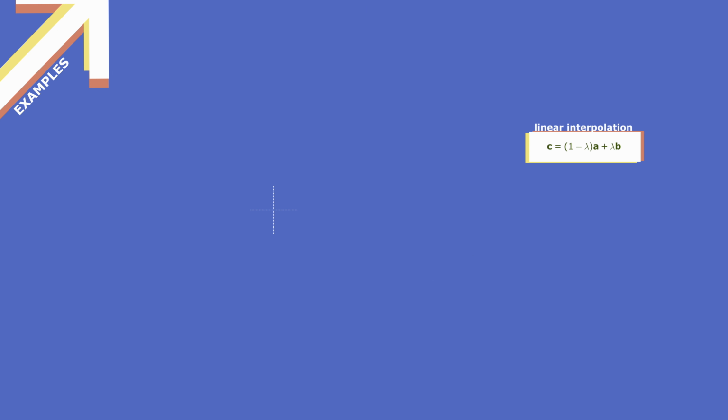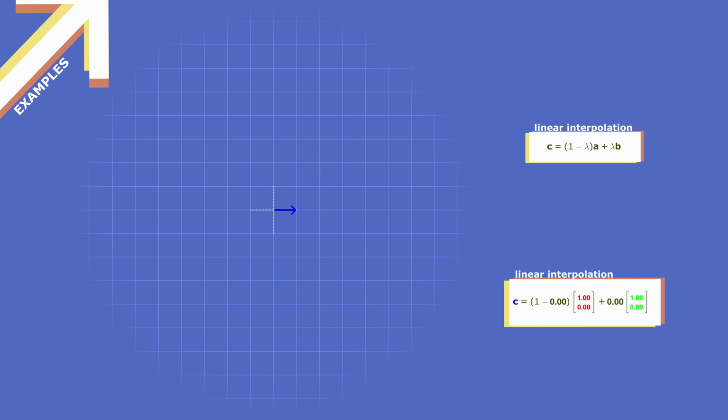With the learned math so far, we can handle a very popular and important interpolation technique, linear interpolation between 2 points. In order to interpolate between the vectors a and b, you simply scale both vectors by a real number lambda, which is in the range 0 to 1, and add both together.